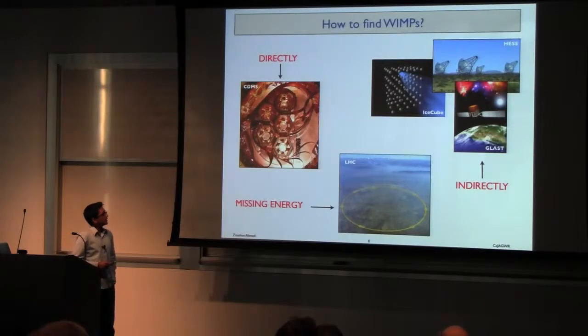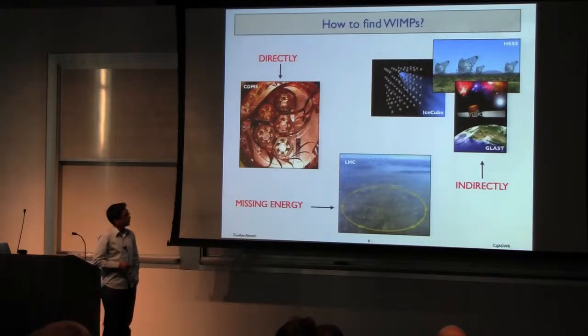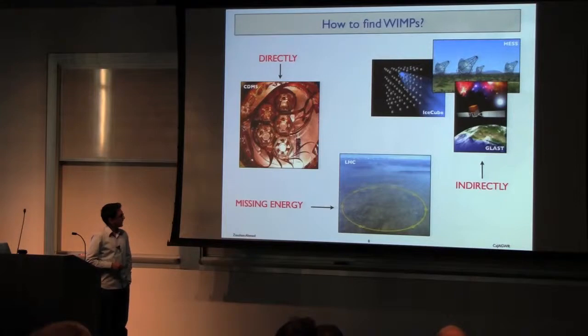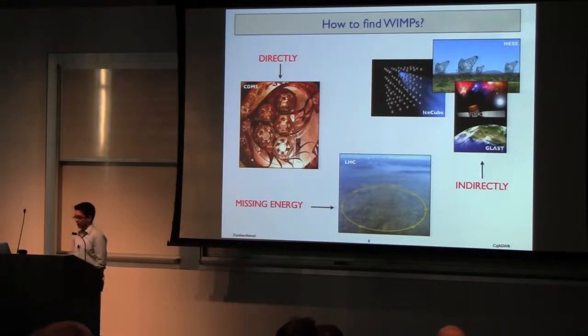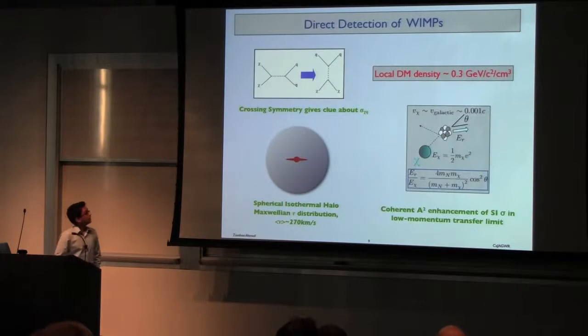We can try to look for them indirectly, so look for their annihilation signatures out in the galaxy, or we could try to look for missing energy in colliders by trying to produce these particles, or we could do what I do, which is try to directly detect them in terrestrial detectors. So okay, continuing forward, I will focus on direct detection. How do we do direct detection?